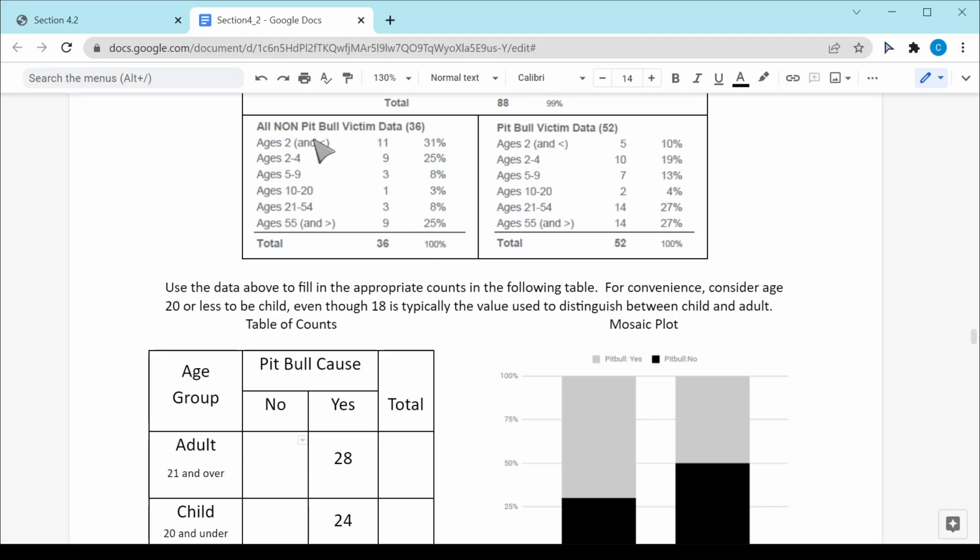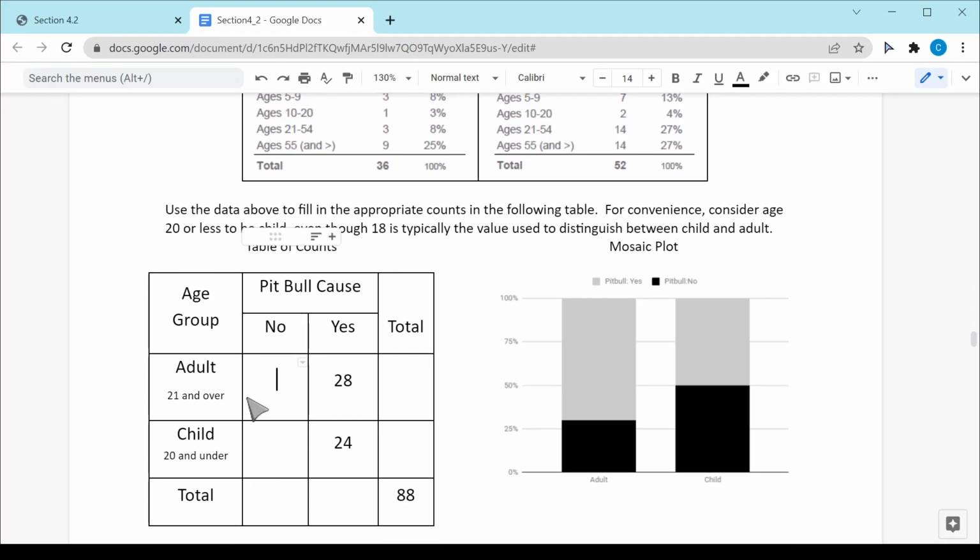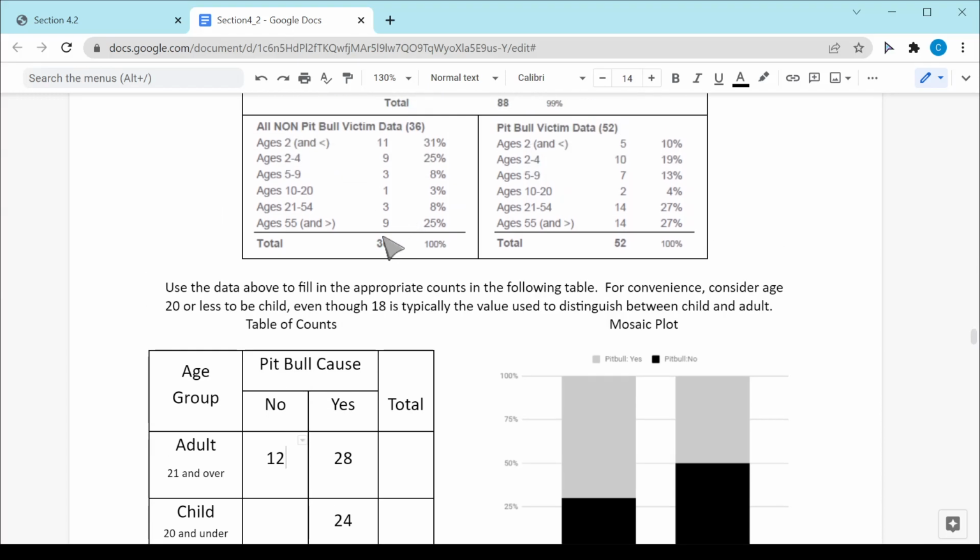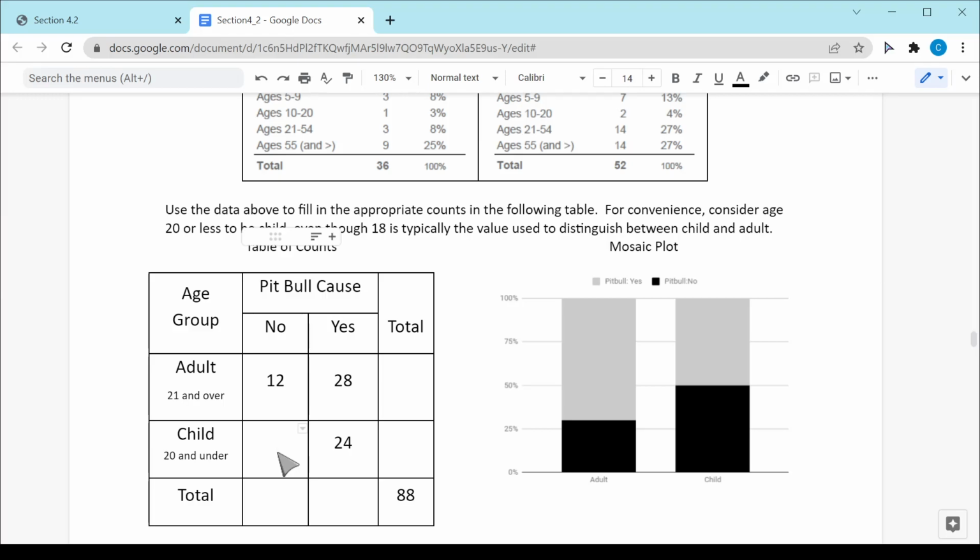Now let's come over here and look at others. These are non-pit bull victims. So it might be easier here to do the adults first. There's 12 there, it looks like. So adults, non-pit bull would be 12. And then there's 36 total, so that leaves 24 here in those other age groups.